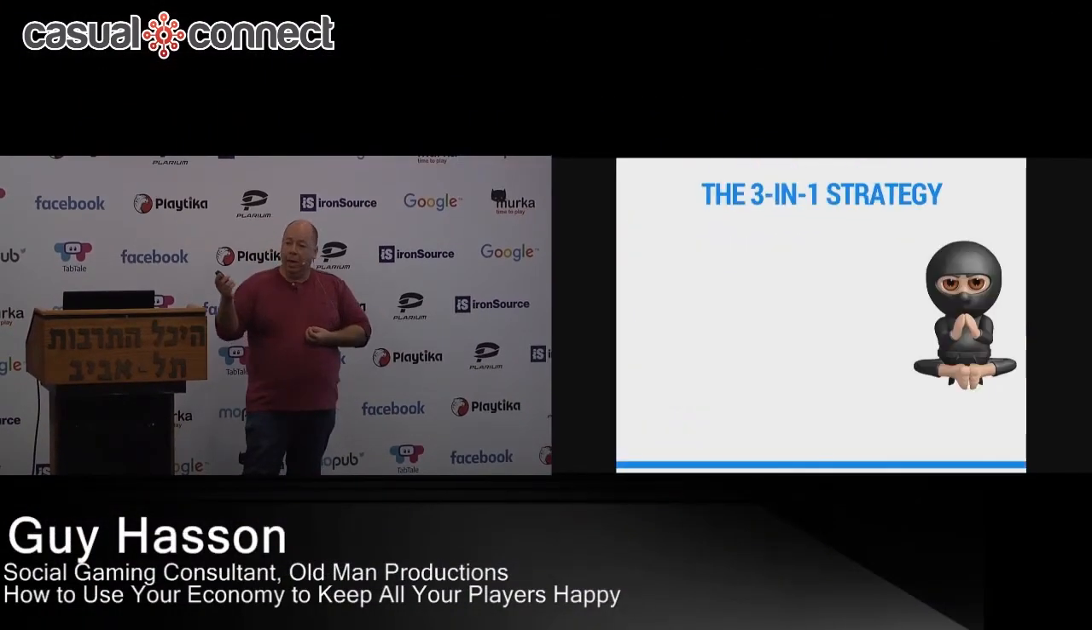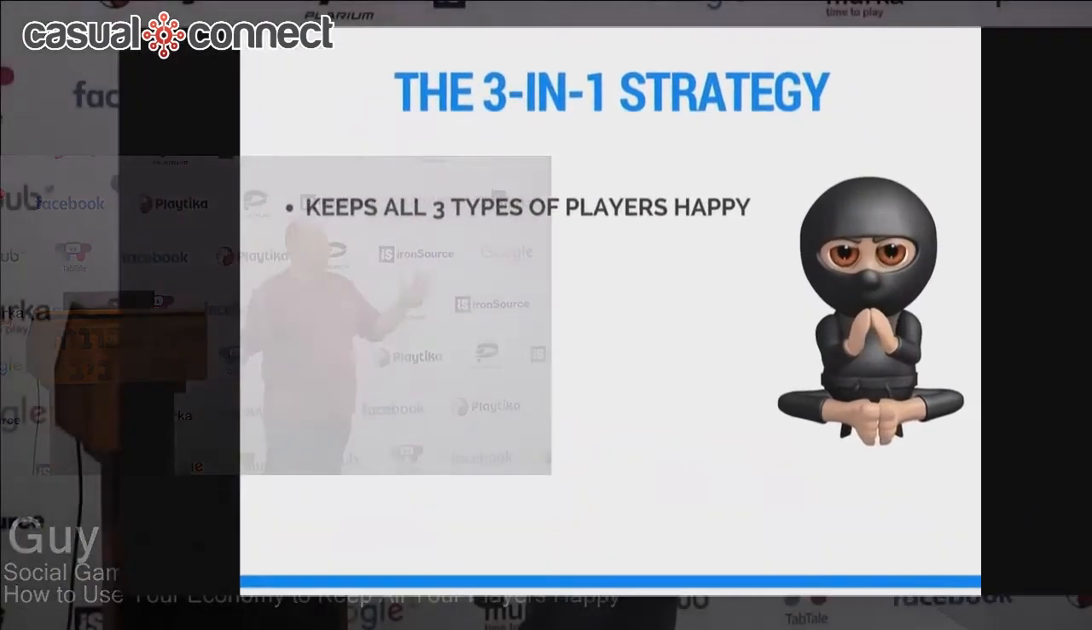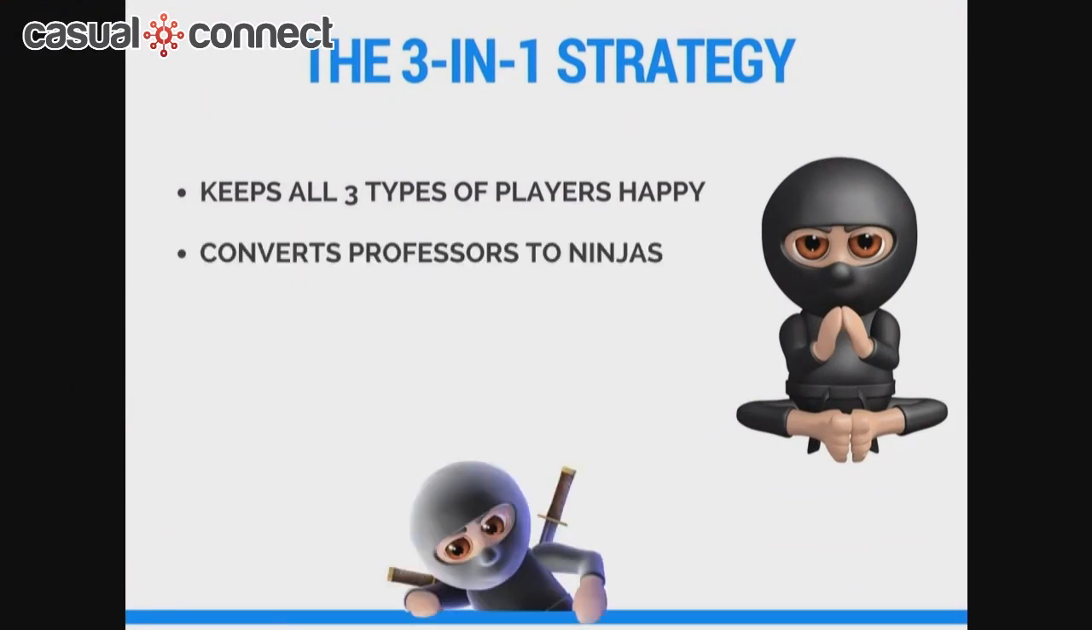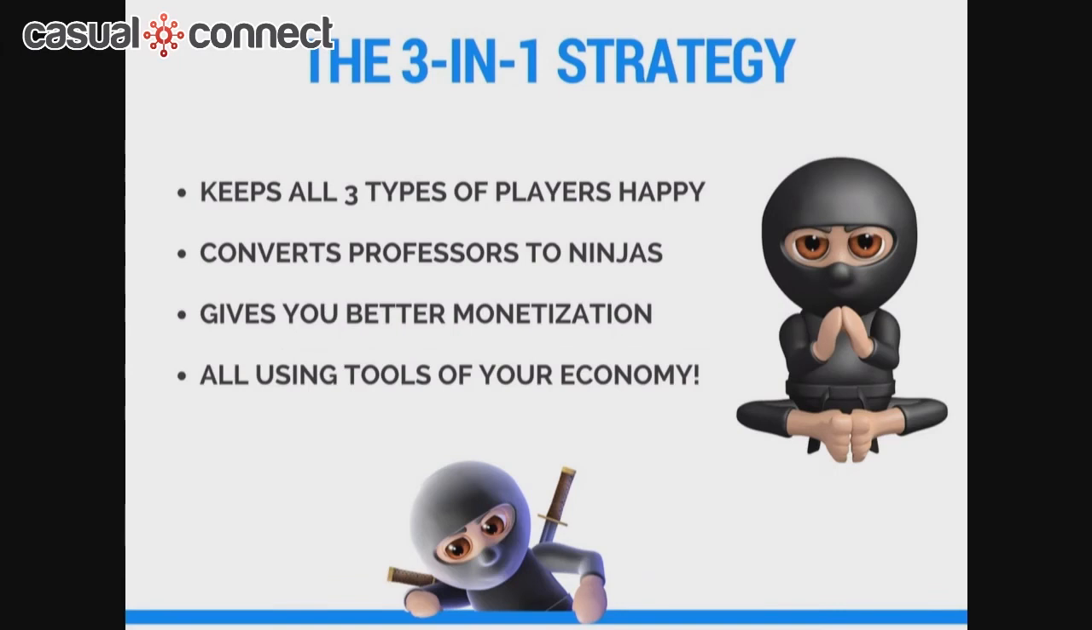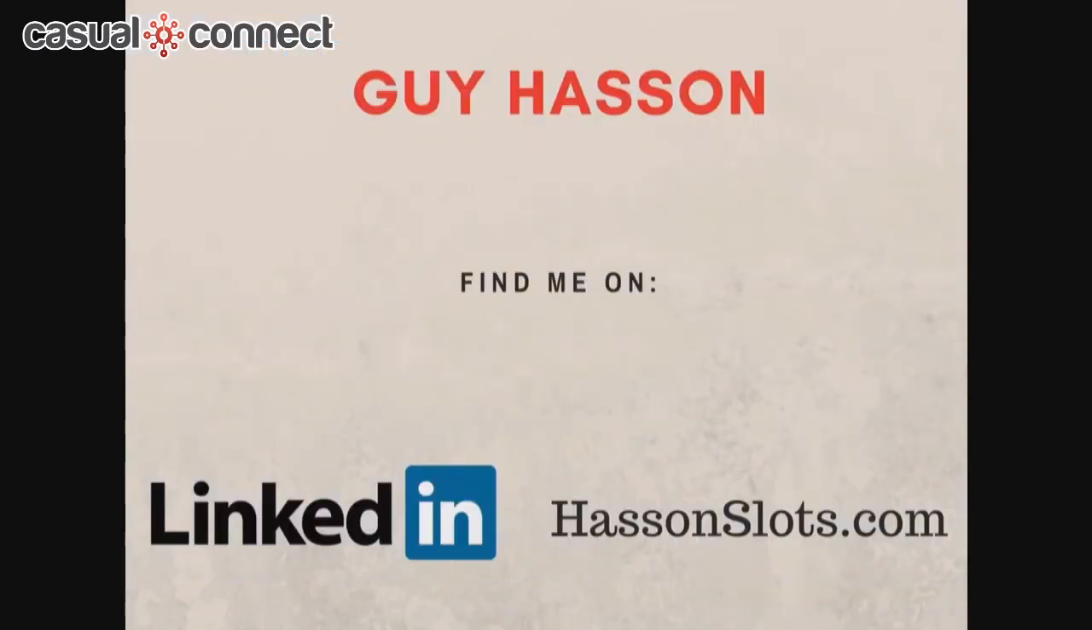All right? Now, this is the 3-in-1 strategy. It keeps all 3 types of players, all 3 profiles happy. And it converts professors to ninjas, and it gives you better monetization and better retention, all using tools of your economy. Thank you for listening. Questions?